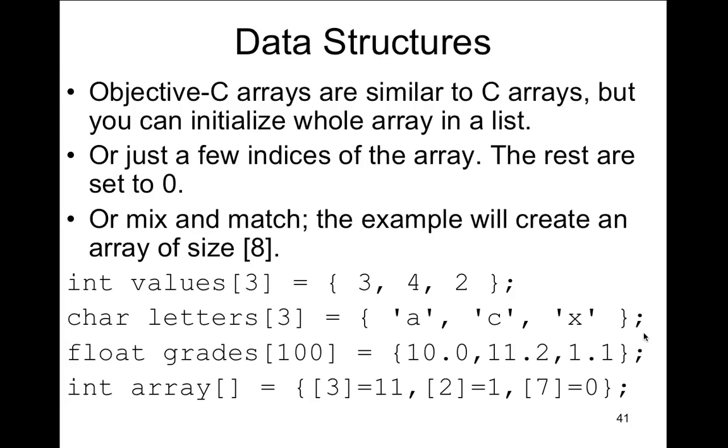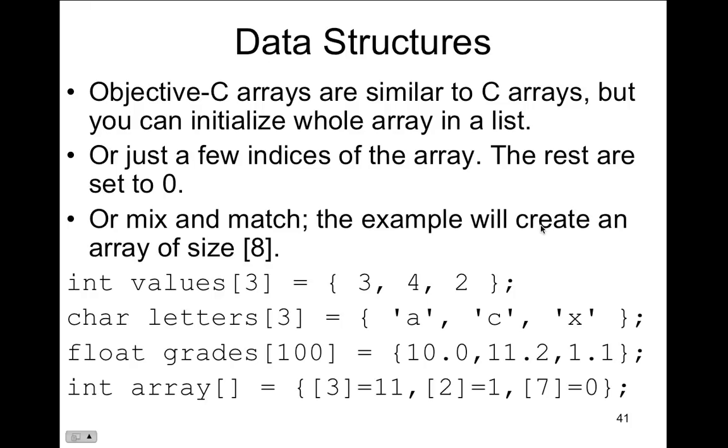So the next part of this slide is going to go through some basic data structures slash things, and not everything about the language, but some things to note in terms of its syntax, in terms of the usage. Objective-C arrays are similar to C arrays, but you can initialize the whole array in the list, or just a few indices of the array. The rest are set to zero, which actually C++ sort of does as well. There's ways of doing it. If you want, just set everything to zero: just make it equal to zero, opening and closing squiggly brackets, and the entire array is equal to zero. So it's kind of the same concept, but this does it automatically for you.